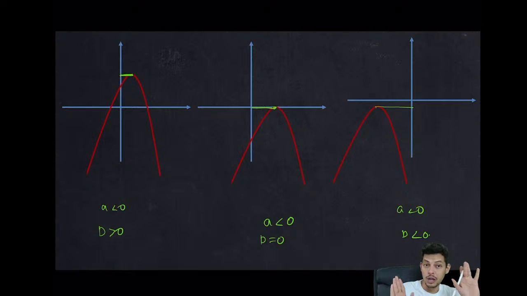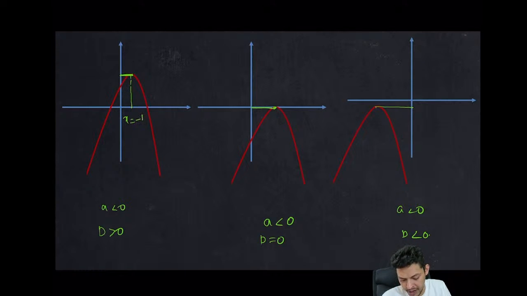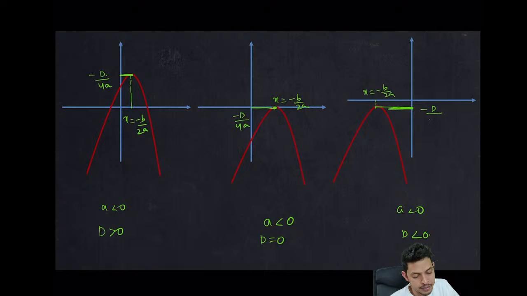Okay. What are these coordinates? What is the x coordinate? What is the y coordinate? Same. Ditto same. Where does it occur? x is equal to minus b by 2a. How much is this value? Minus D by 4a. Where does this occur? x is equal to minus b by 2a. How much is this value? Minus D by 4a. In this case D is 0, so we can say it is 0. Where does this occur? x is equal to minus b by 2a. What is this value? Minus D by 4a. Okay. So this is how you actually express the maximum and minimum values of a quadratic expression.